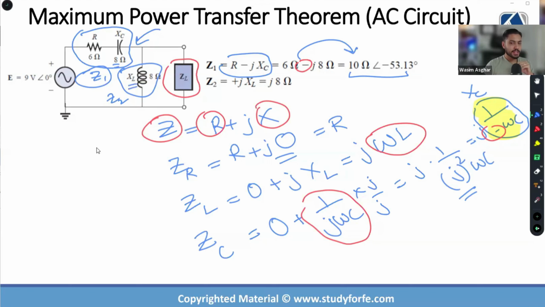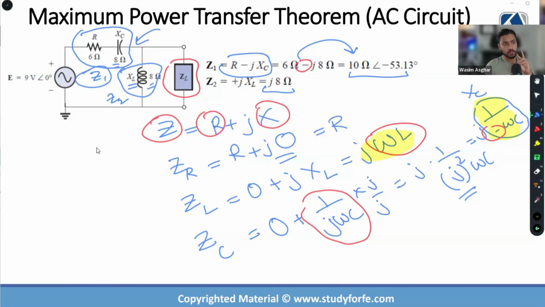As far as XL is concerned, as I told you, there is no additional manipulation or handling or careful attention that you have to pay. So the 8 ohms that you see, the reactance, can simply slide in here, and that will give you J times 8 ohms. Okay. Now we have these two impedances constructed.